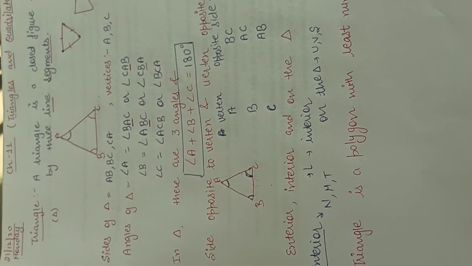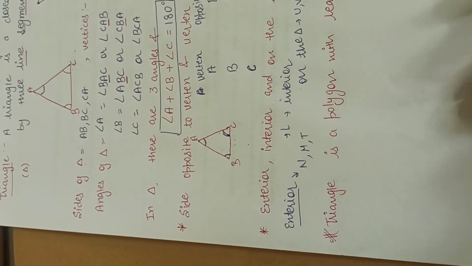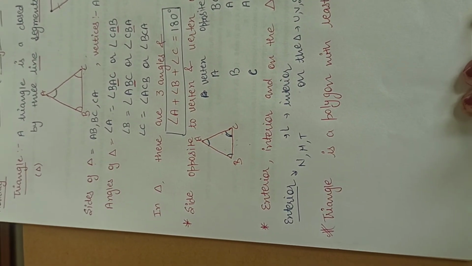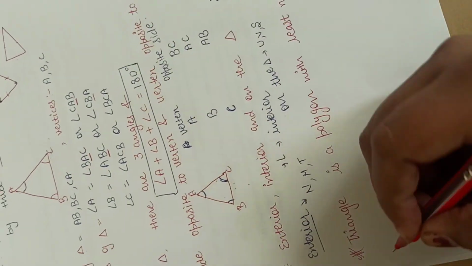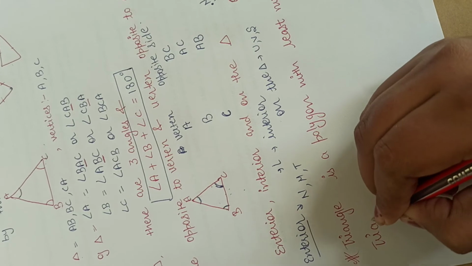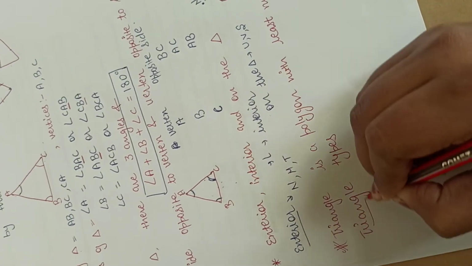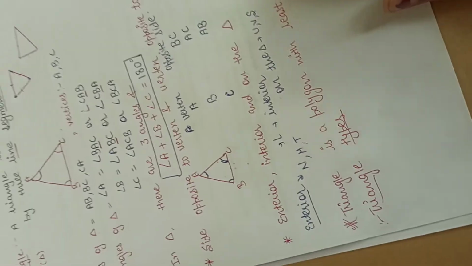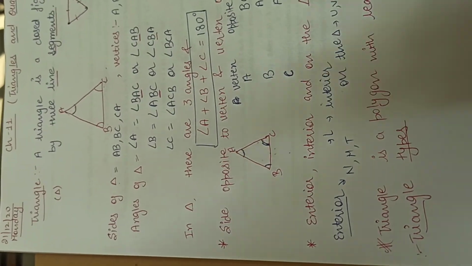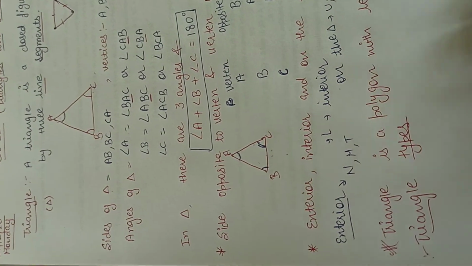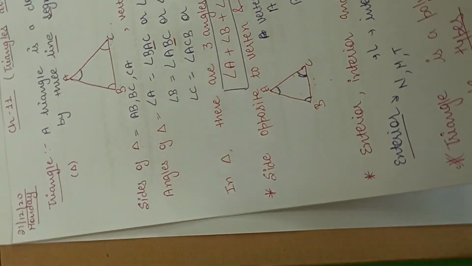Now, after this, the next point is about triangle and its type. Triangle types. So, there are basically two types of triangle. First one is on the basis of interior angles and second one is on the basis of sides. So, see how we will go with that.